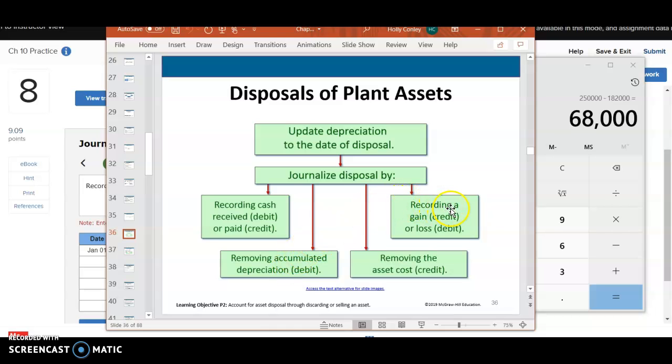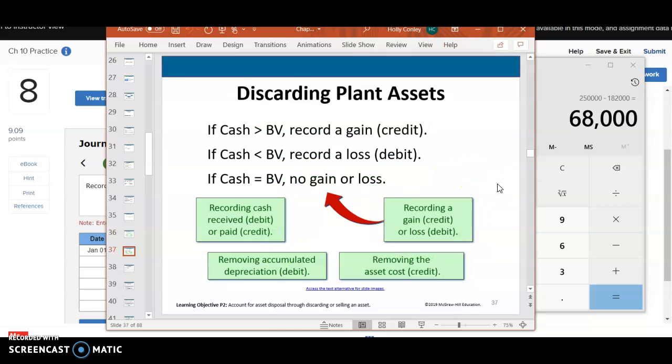And then if you have a gain, you're going to credit. If you have a loss, you're going to debit. If you're getting cash, you're going to debit. If you're paying cash, you're going to credit. So that's the first part. The other part we have to look at is how do we determine whether it's a gain or a loss? Well, in our PowerPoint, we saw that if the cash was greater than book value, we record it as a gain. If cash is less than book value, we record it as a loss. If cash is equal to book value, then there's no gain or loss, so we would just recognize the transaction with no gain or loss.